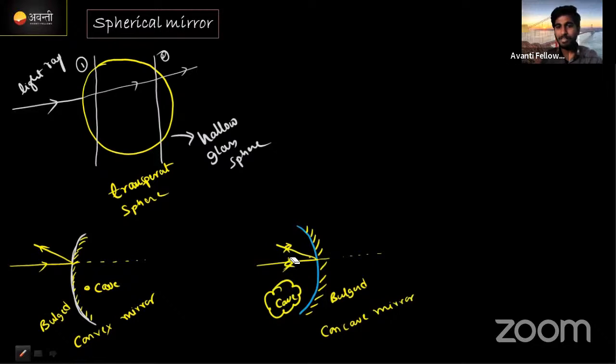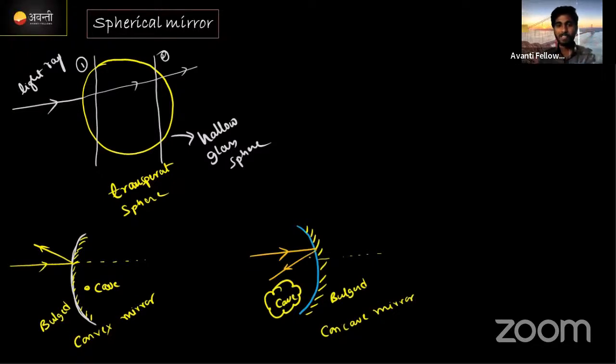In a mirror, the light process is a little different. I will explain here. Look at here. If a ray of light is incident like this, it will be reflected like this. Why, I will explain later. These are basically the two types of mirror. One is convex, the second one is concave.